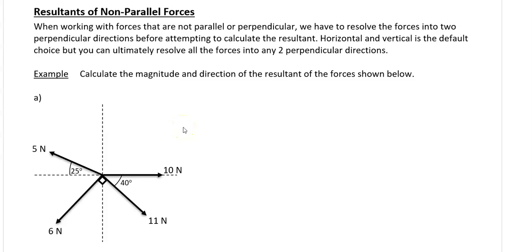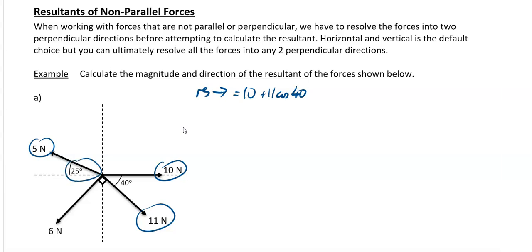This first example says calculate the magnitude and direction of the resultant of the forces shown below. The first thing I'm going to do is resolve to the right. So I'm taking anything going to the right as positive, and I'm going to see what I have. I've got a 10 going to the right here. I've got an 11, but it's not all 11, it is 11 cos 40. Going against that is this 5 newtons, so minus 5 cos 25.